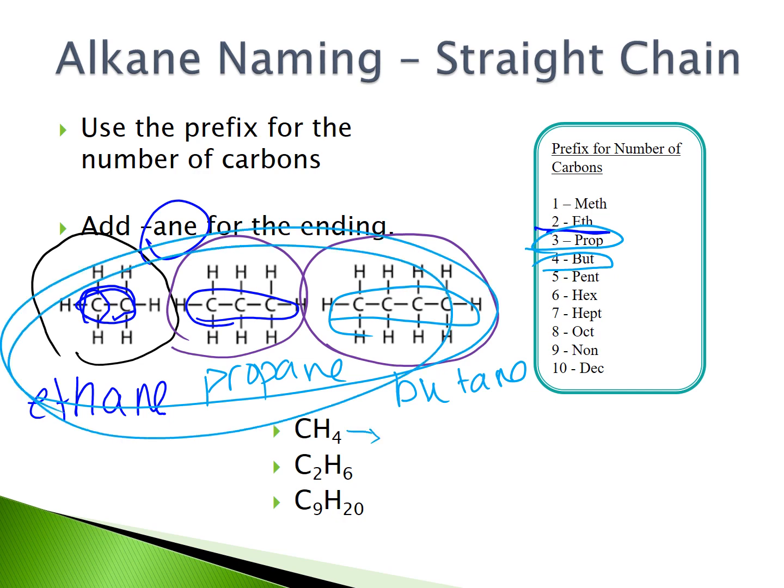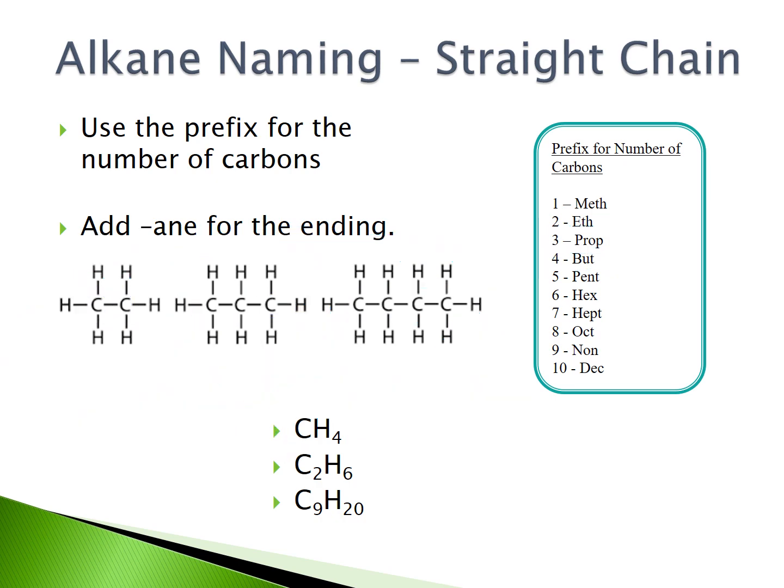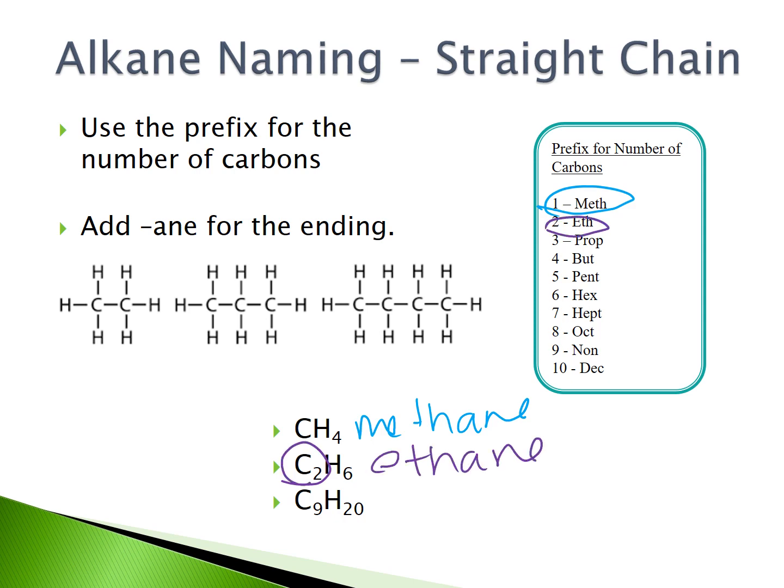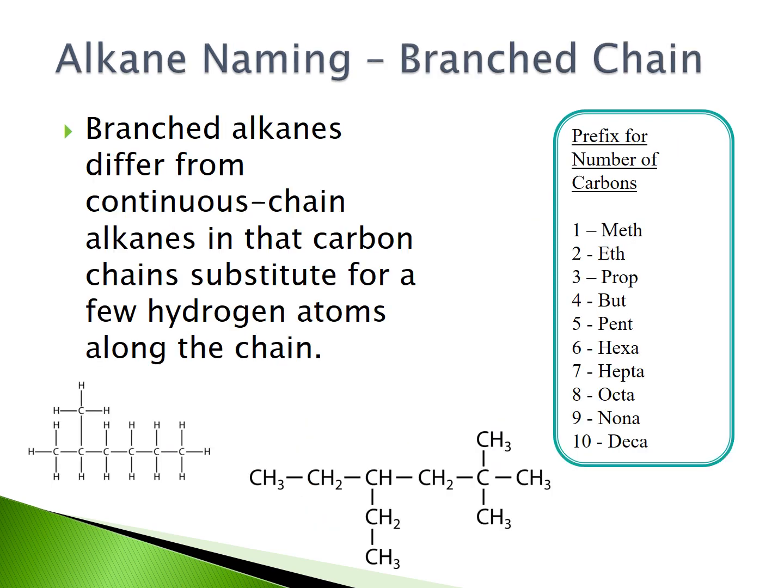So let's try to do the bottom. In this one, I only have 1 carbon, so it would be methane. In the C2H6, I see 2 carbons, so that would be ethane. And then the C9H20, that would be nonane. So basically you figure out your straight chain, or your number of carbons, and then you build off of that. All right, so that's the simplest type.